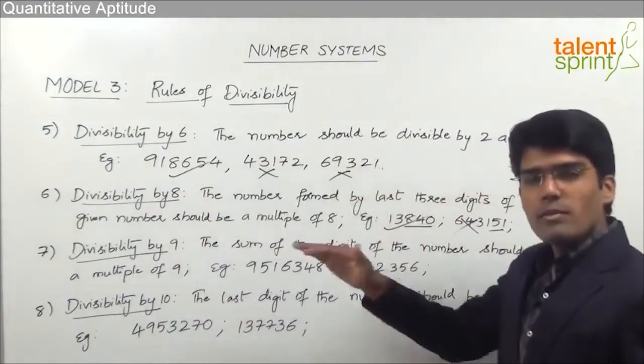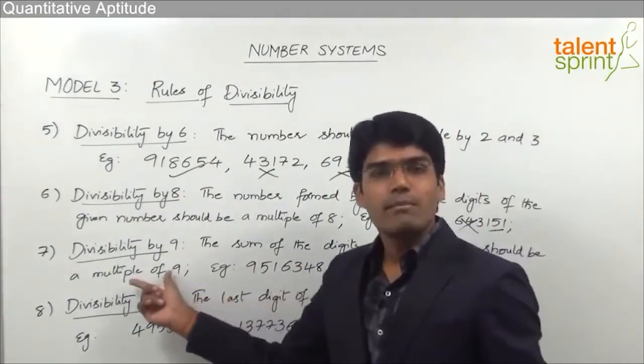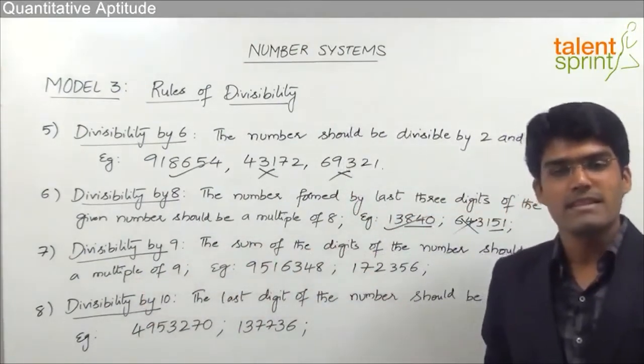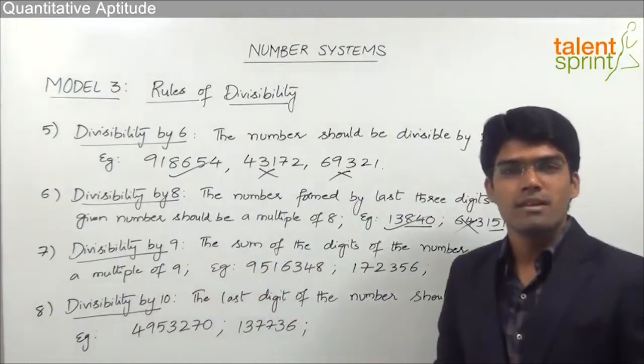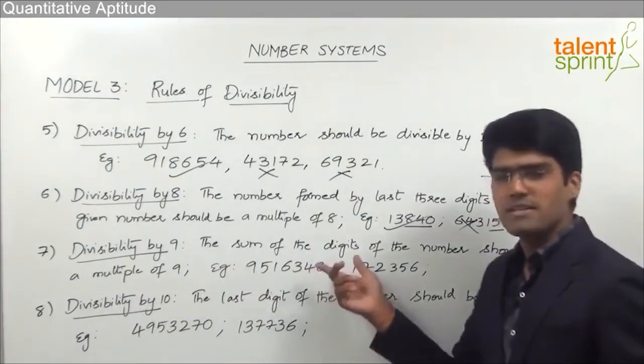Moving on to the divisibility rule for 9. Now for a number to be divisible by 9, the sum of the digits of the number should be a multiple of 9. So that's exactly like 3. In case of 3 as well, we see that if the sum of the digits is a multiple of 3, then the number is divisible by 3. Let's take some examples to understand this.